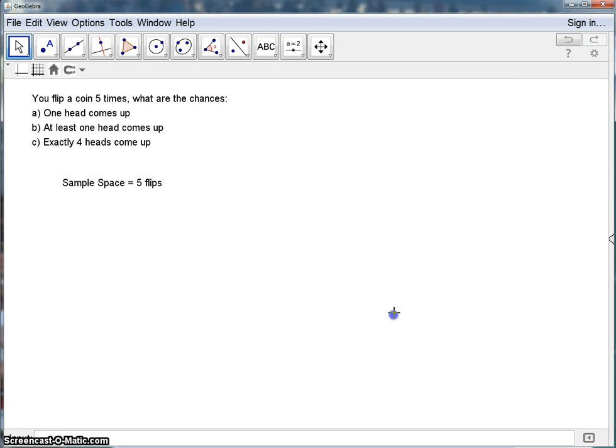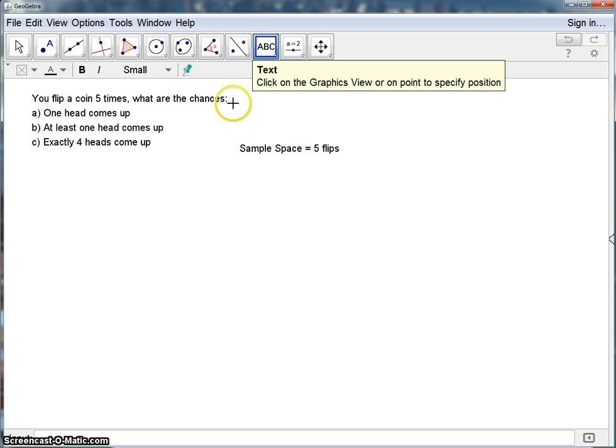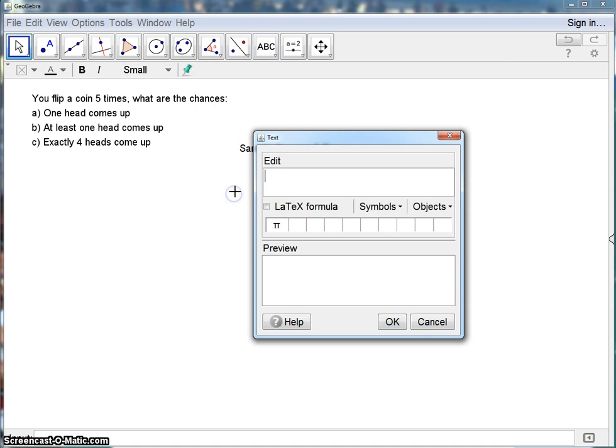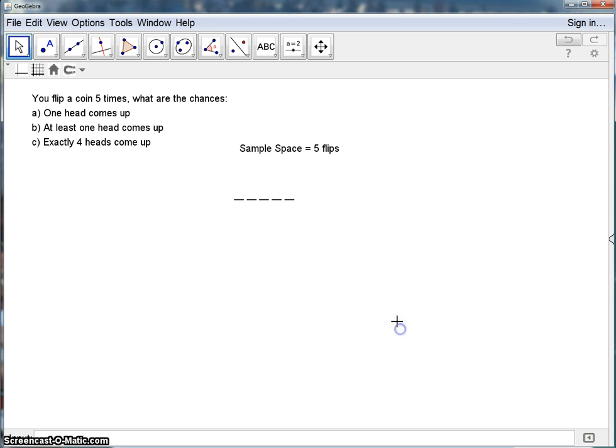5 flips. Now, in 5 flips, if we think about it, there's the first option, second option, third option, fourth option, fifth option, right? These are the 5 events that are going to take place. And what we want to do here is use the multiplication rule to count out how many different options we're looking at.